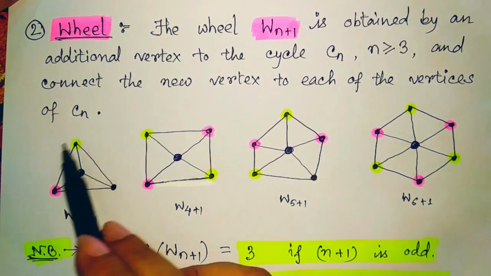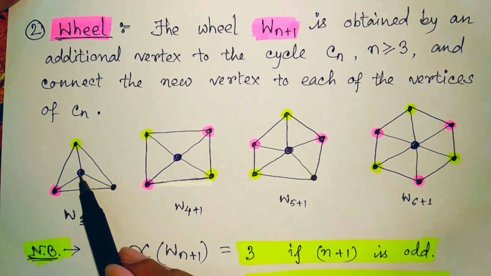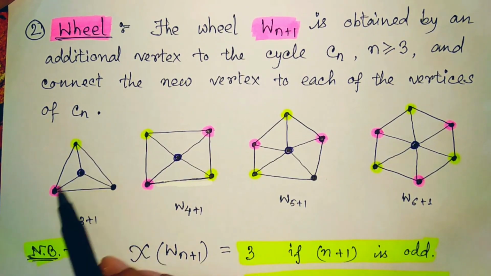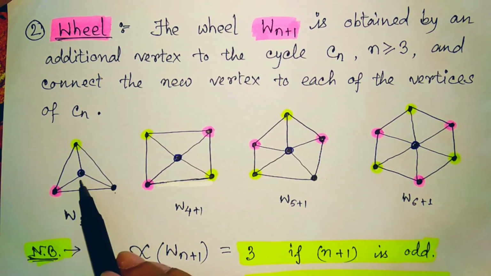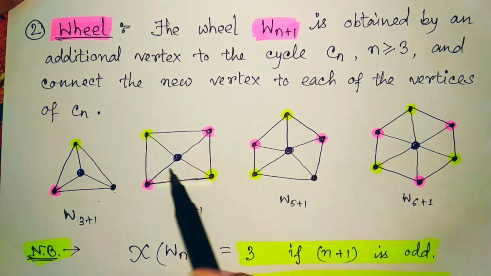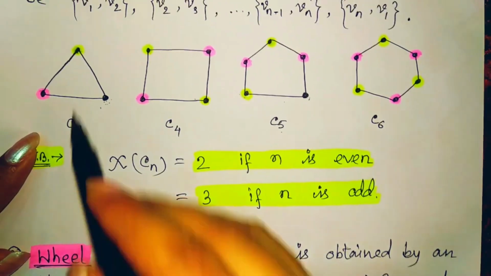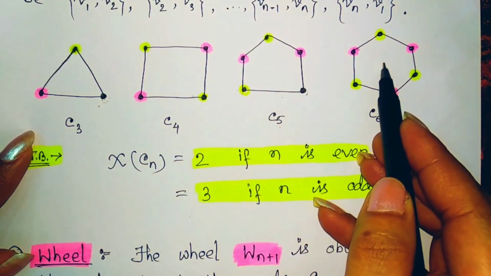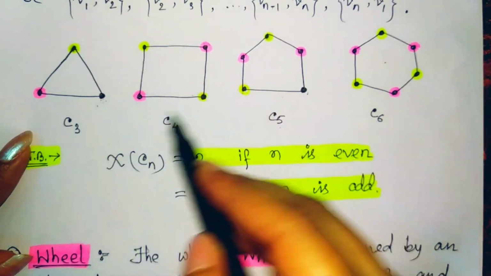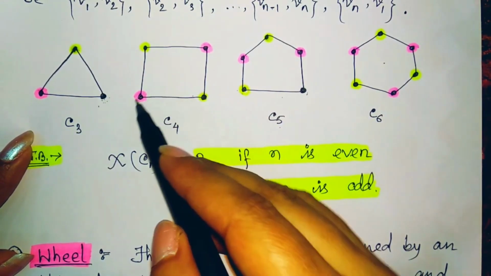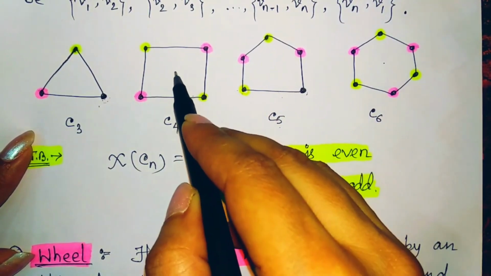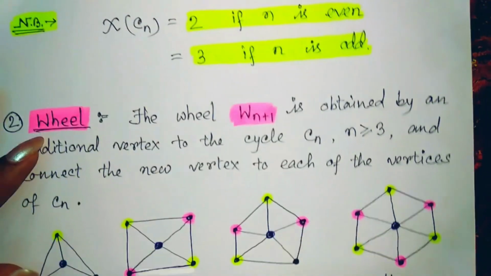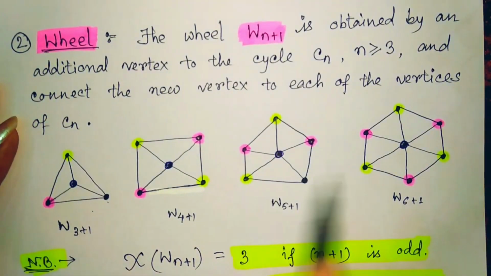So if this one, the outer wall, is the Cn, then if we put one more vertex here and connect all these vertices with this one, it becomes the wheel. Similarly, look, all these graphs are here, and we put one extra vertex in the middle of all those cycles and add edges from the given vertices to the extra introduced vertex. So accordingly we will get these graphs.